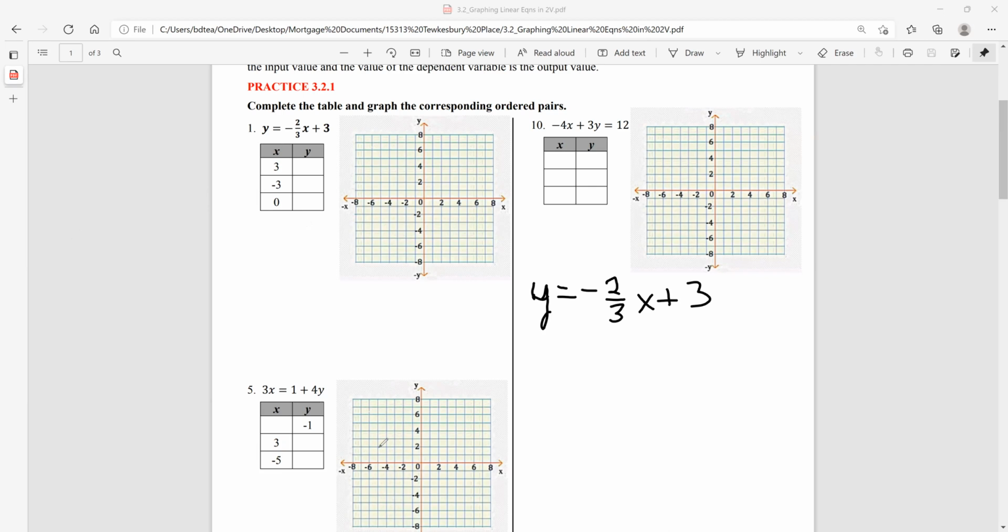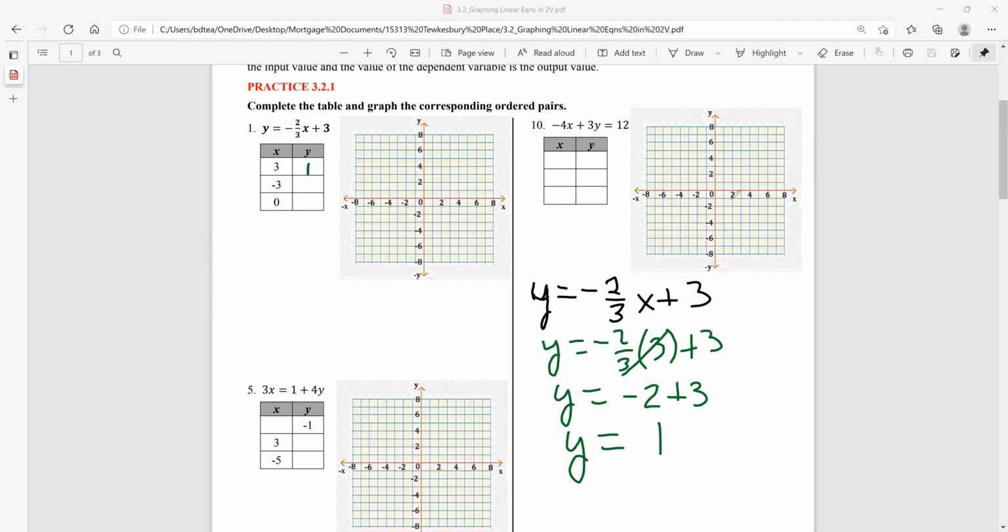So the first one, x is 3. We're just going to take this equation, y equals negative 2/3 times 3 plus 3. They give us the x value, and we're going to solve for y. So here we have y equals, the 3's cancel, so we have negative 2 plus 3. Y equals 1. So that means when x is 3, y is 1.